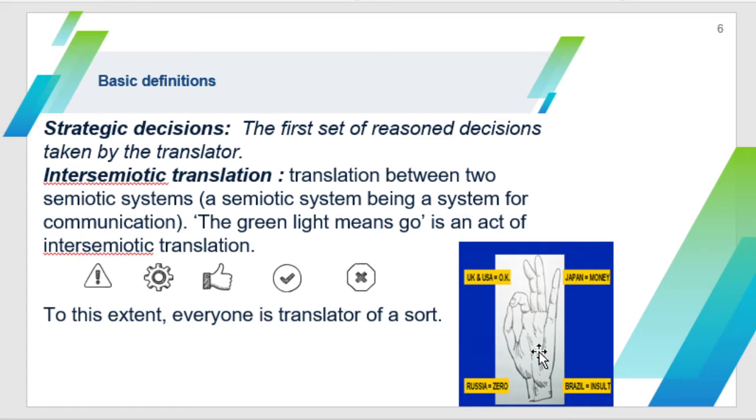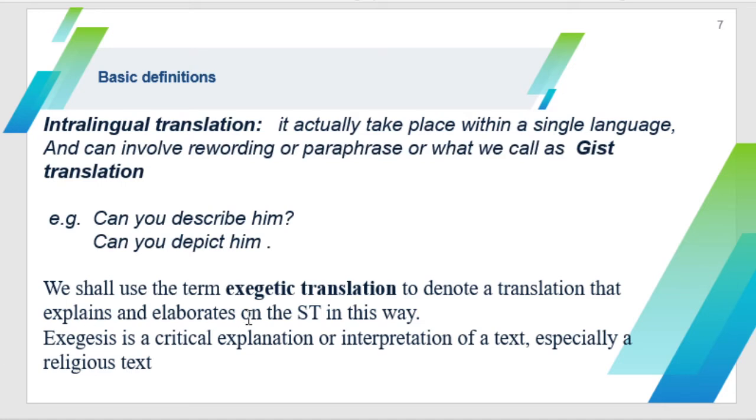For example, this sign shown here: in the UK and USA they use it to mean okay. In Japan this sign means money. In Brazil it means insult, and in Russia it means zero. In Arabic we have different interpretations for the same sign, so we can say it's okay, but sometimes we refer to it as a wa'id, meaning I will kill you, or threatening someone. So that's the basics of intersemiotic translation.